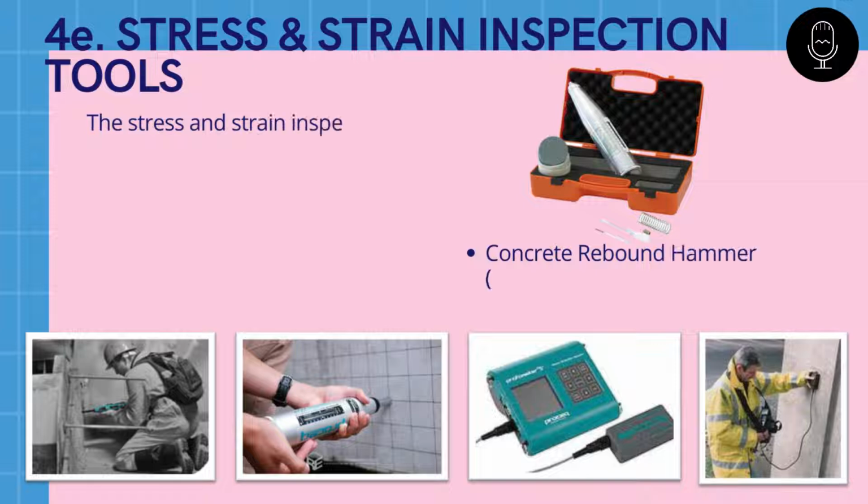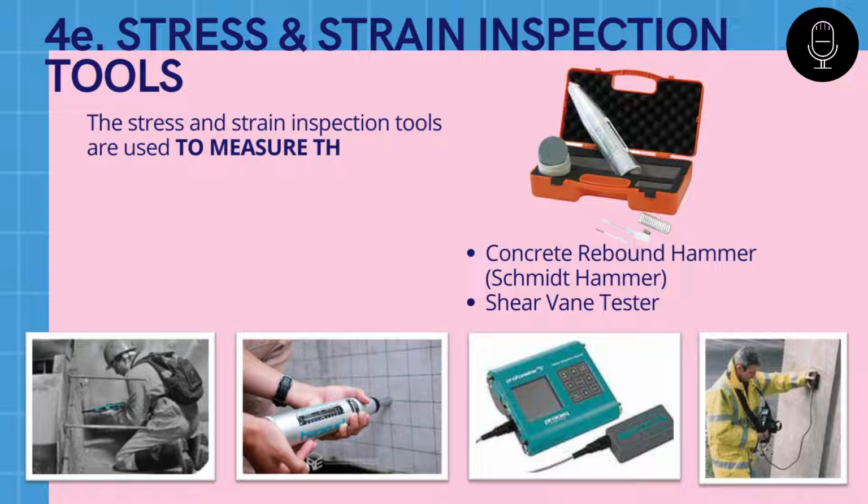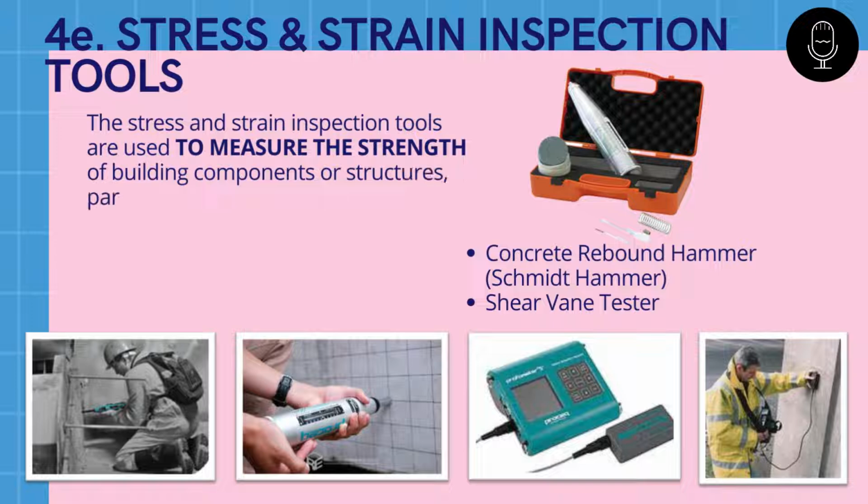The use of these tools is to measure the strength of building components or structures, particularly those composed of concrete, metal and wood. There are two types of tools in this category. Number one is the concrete rebound hammer and number two is the shear vane tester.